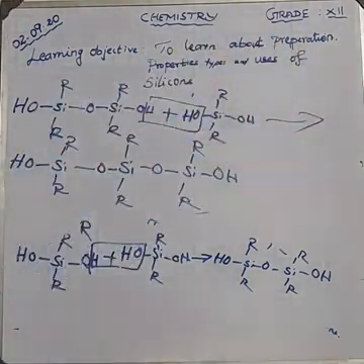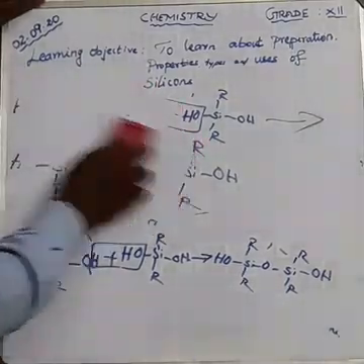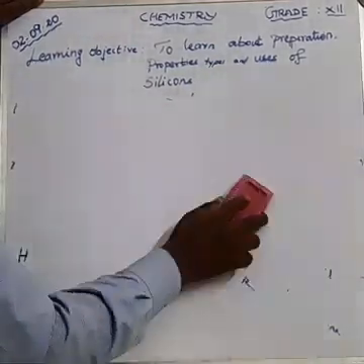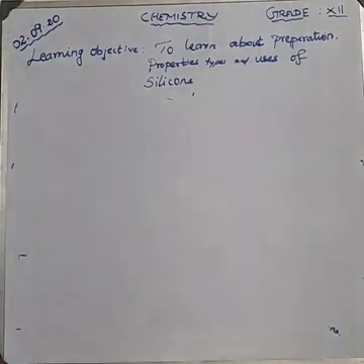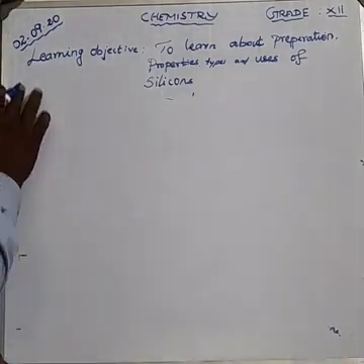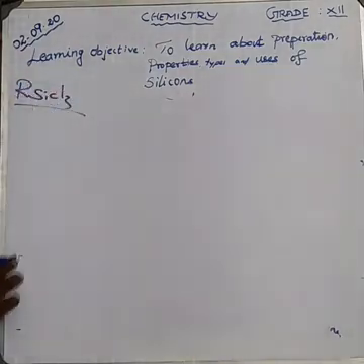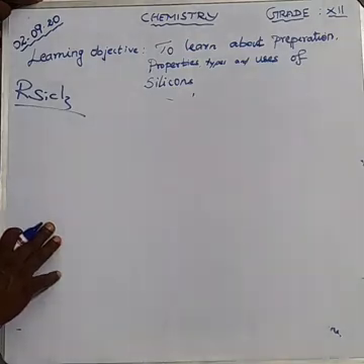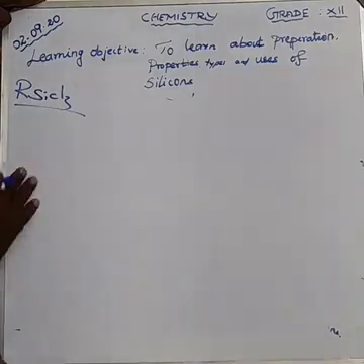Next one is a cross linked polymer. What's the next one? Cross linked polymer. That is from monoalkyl trichlorosilane, RSiCl3. This is a very complex cross-linked polymer. Here we are adding one of the groups.